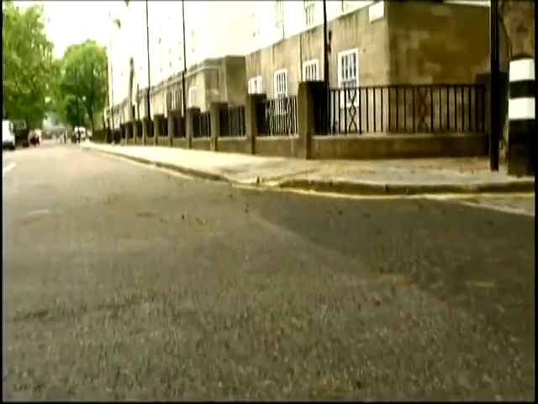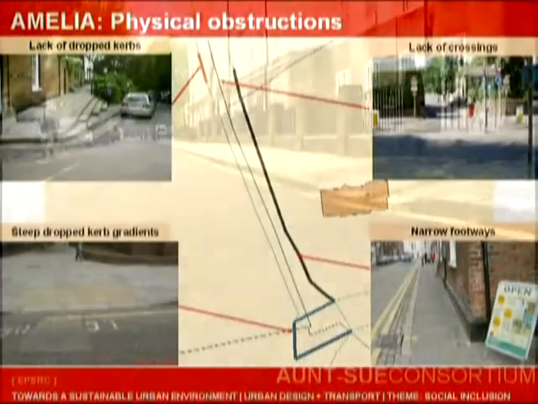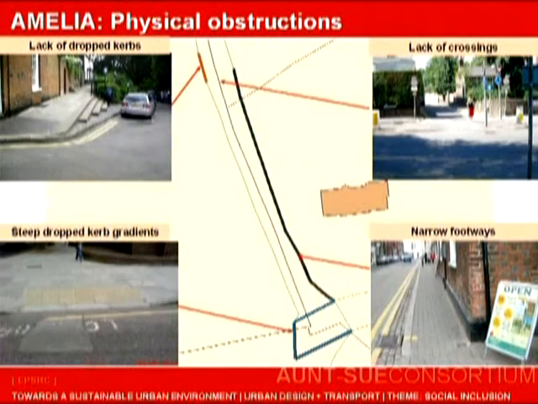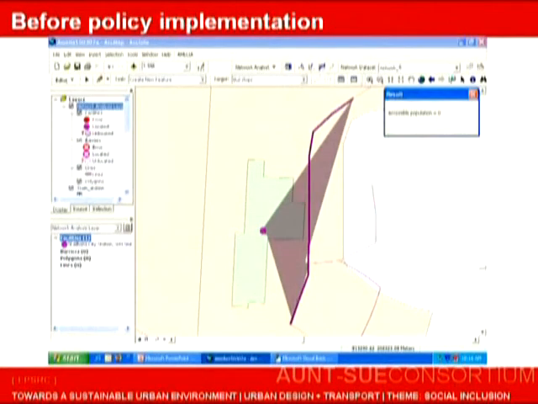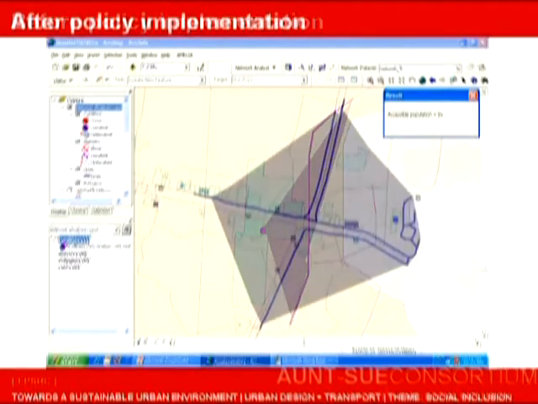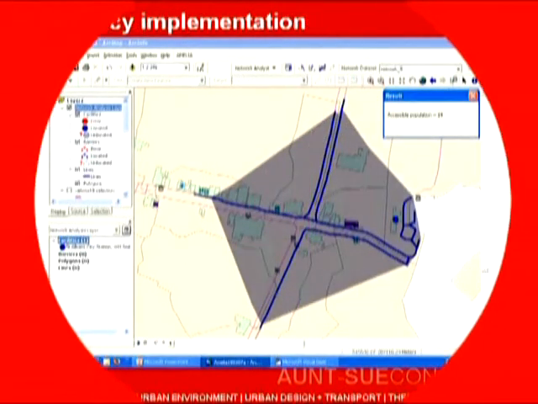In addition, the tool also takes into consideration the physical abilities of people. The tool also includes a set of policy actions that could potentially improve accessibility and thereby social inclusion. The users could then test if a policy action chosen improves accessibility or not, and which policy is effective.